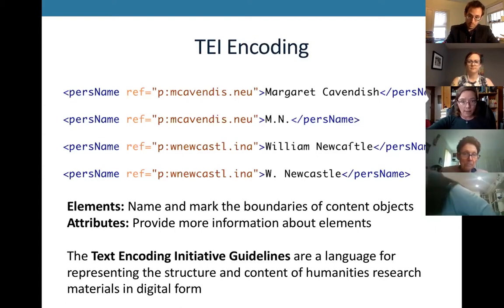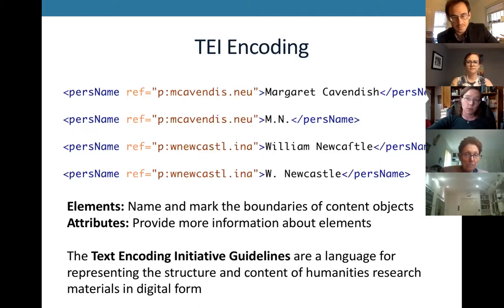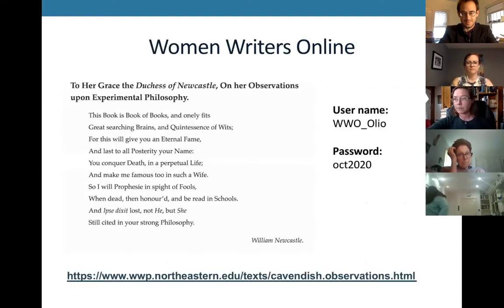In addition to elements, you also have attributes, which provide more information about elements. And that's the text you're seeing in orange and brown. In this case, we have the ref attribute pointing to the entries for Margaret and William to establish without any ambiguity that these are the people being referenced, even when their names are differently spelled or even abbreviated. And that's basically it. We use these elements to mark out the textual features that we've selected for modeling, and we use attributes to layer additional information into our encoded texts.